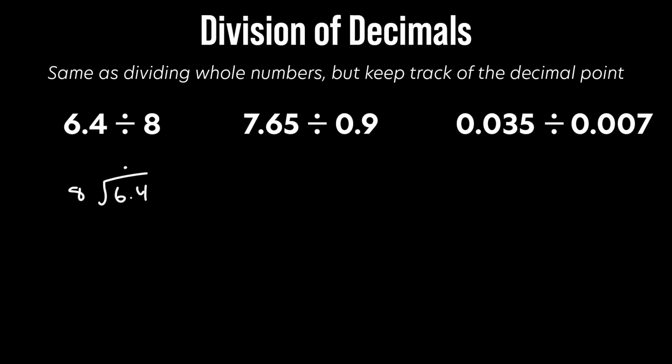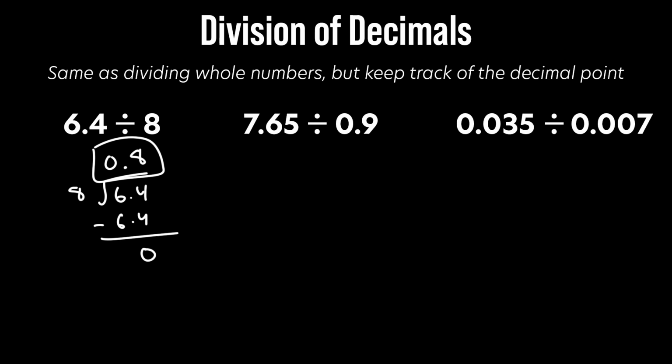An easy way to do this is by effectively ignoring the decimal point and asking how many times does 8 go into 64? And the answer to that would be 8. So in this case, we can place 8 in the answer, and 8 times 0.8 ends up to be 6.4. So we have a remainder 0, and this is our answer. Our answer, 6.4 divided by 8, is 0.8.